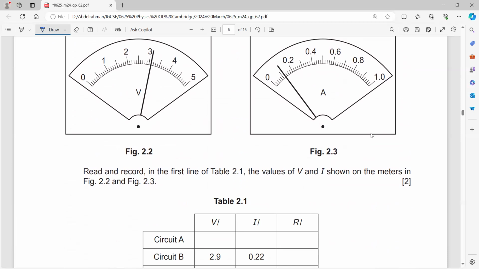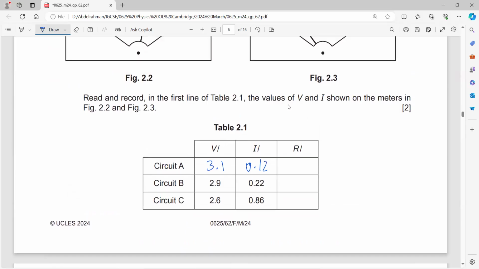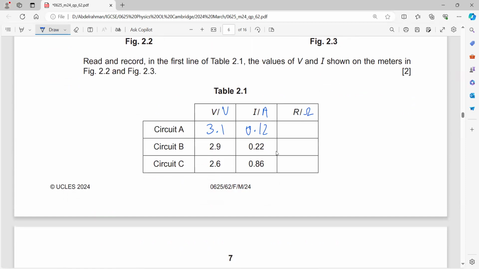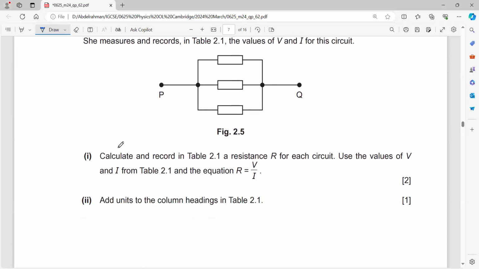The reading of the voltmeter is 3.1. The reading of the ammeter is 0.12. Definitely later on he will ask me to complete the table headings, so I'll just go on and complete them right now. V would be in volts, I would be in amperes, and R would be in ohms. And most probably he will tell me to calculate the resistance. Yeah, here. Calculate and record the resistance and then complete the column headings.